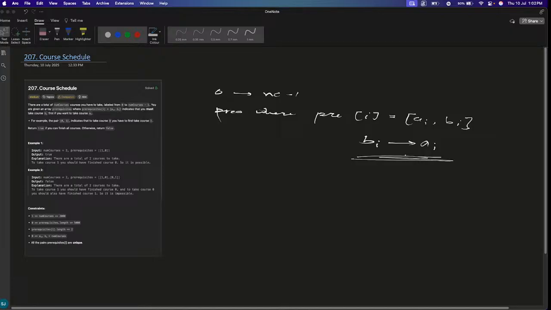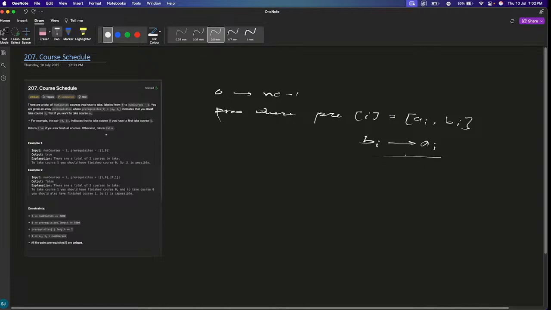So, let's start with the prerequisite. Let's start with the example. By the way, let's keep this one thing very clear: return true if you can finish all the courses. That means if we have a cycle, return false, else return true.